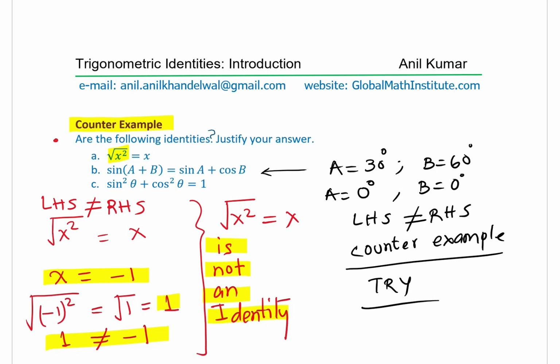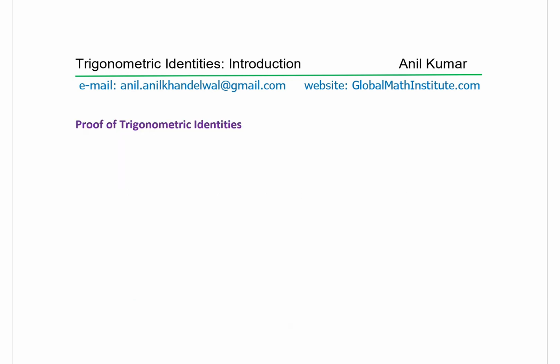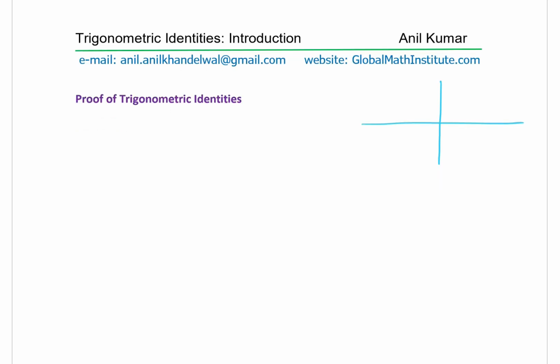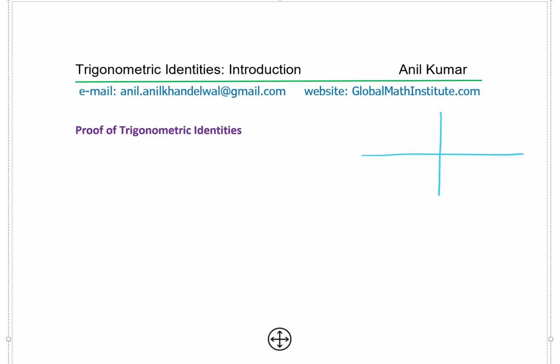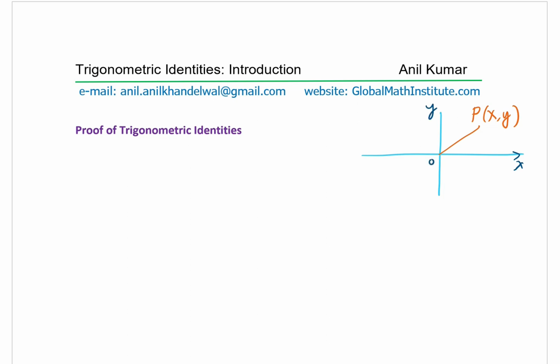Let's move on and now prove the trigonometric identities. We'll begin with the concept of proving trigonometric identities. I'll take a coordinate plane, and in the coordinate plane, let's say we have a point P whose coordinates are x and y. Correct? So in our coordinate plane xy, we have a point P which is generally represented by (x, y).